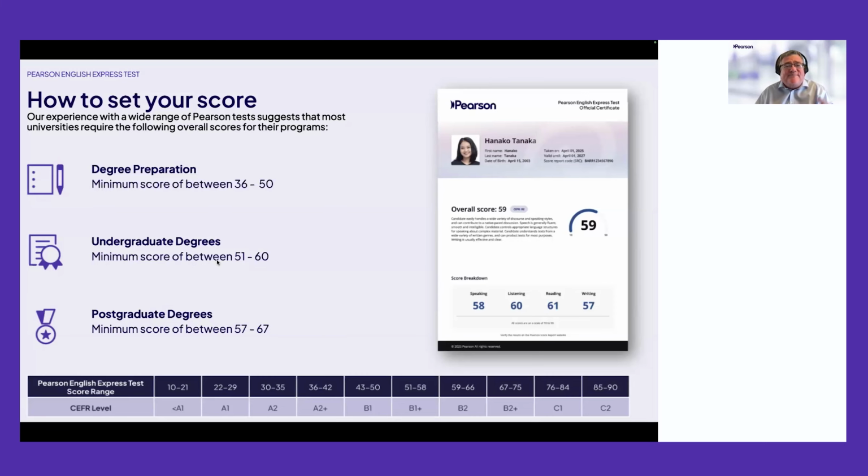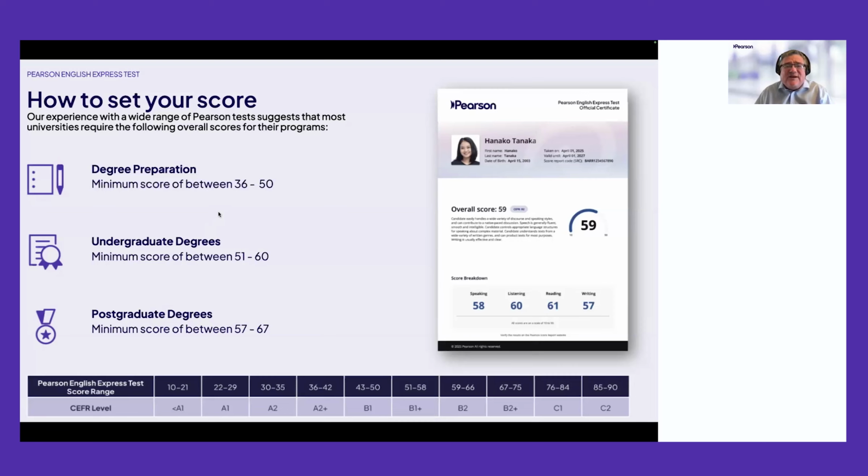Undergraduate, we think it's that kind of mid to high intermediate, 51 to 60. Postgrad can overlap. Some postgrad courses are not necessarily so demanding. So our experience is more in the kind of 57 to 67 area, which again is this B2, top of B1 plus into B2.